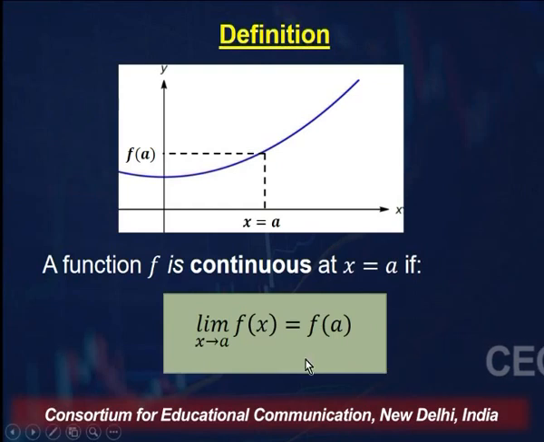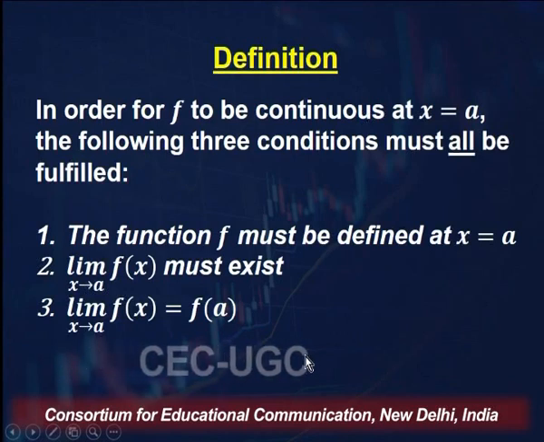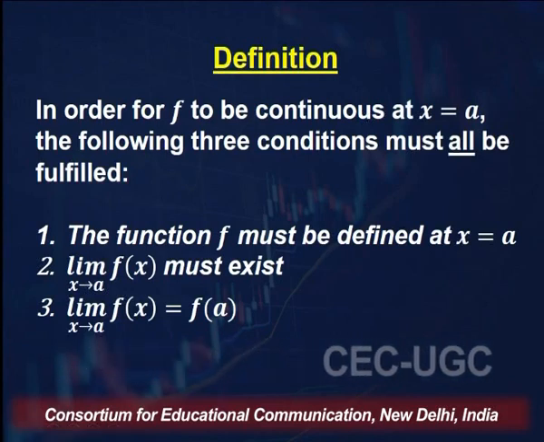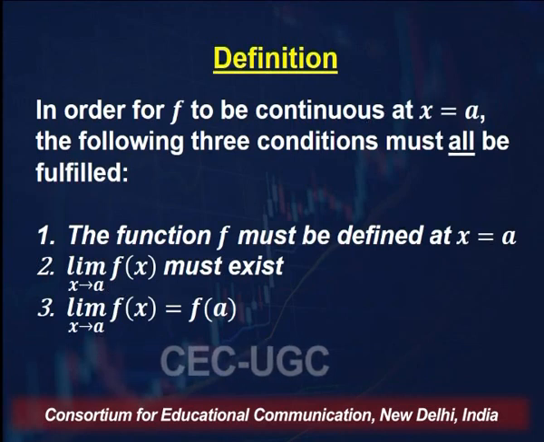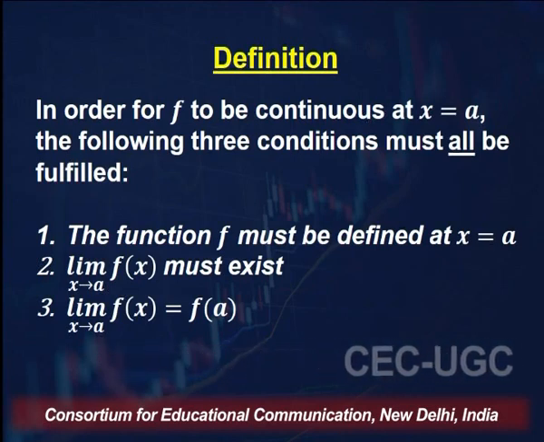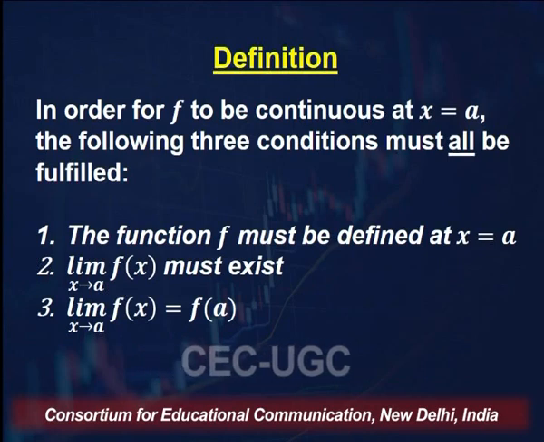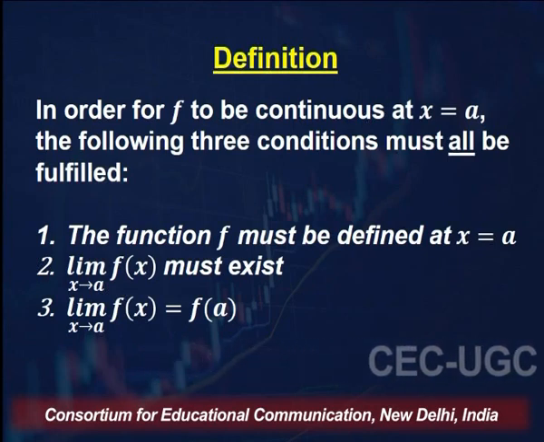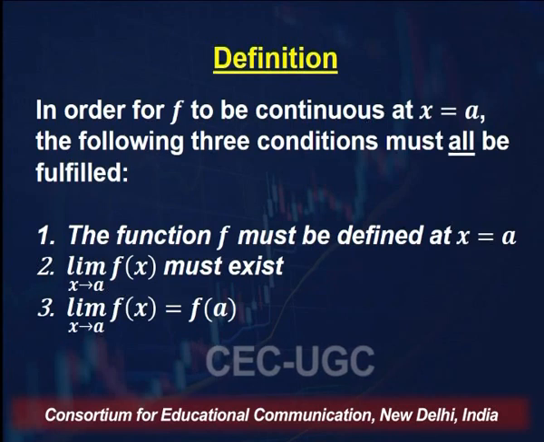In particular, just to do things more systematically, we are going to demarcate three conditions that must all be fulfilled. Remember, they must all be fulfilled together in order for the function f to be continuous at x equal to a. These three conditions are like a checklist, so I'll elaborate on this. The first condition is that the function f must be defined at x equal to a, which is to say that x equal to a must be in the domain of the function.